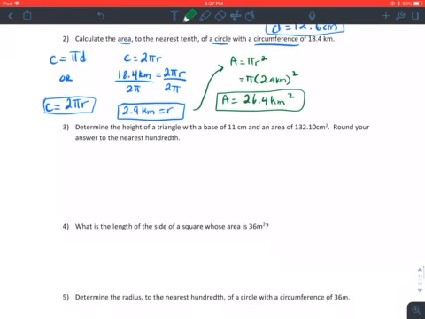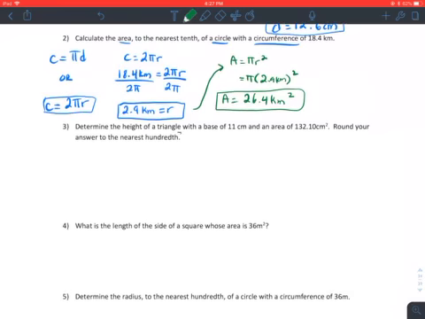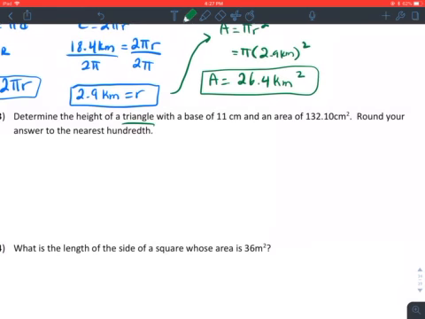All right, third one. Determine the height of a triangle with a base of 11 and an area of 132.1, round to the nearest hundredth this time. So we have a triangle. This is our important shape. We know that we have a base and an area. We're asked to determine the height.